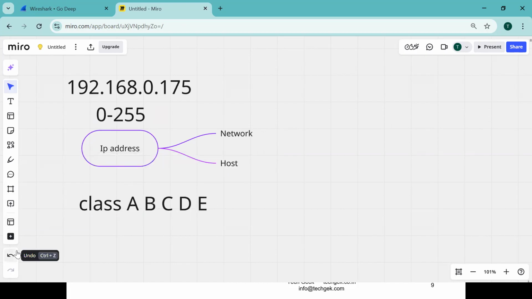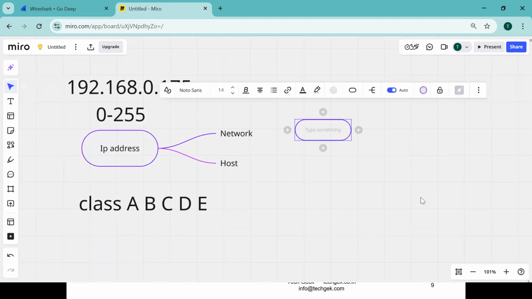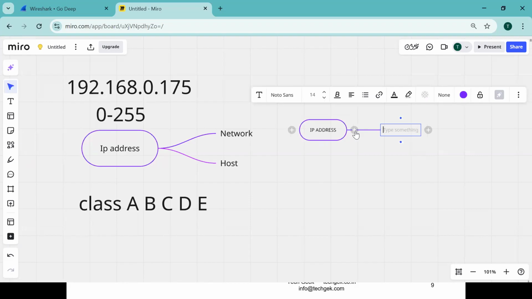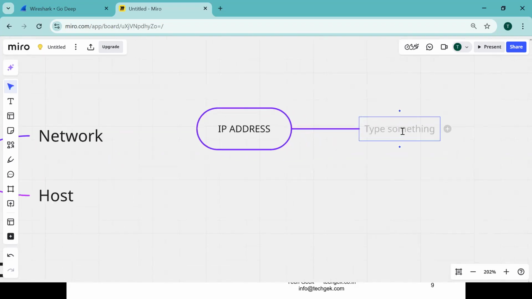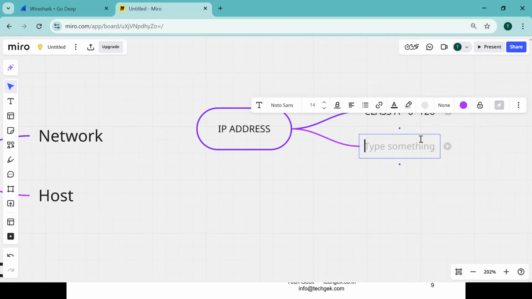Let me take one more idea for you to understand how those classes are divided. When we have an IP address, we can see something called a class A. A class A IP address has the range 0 to 126. Then we have the class B IP address, whose range is 128 to 191.